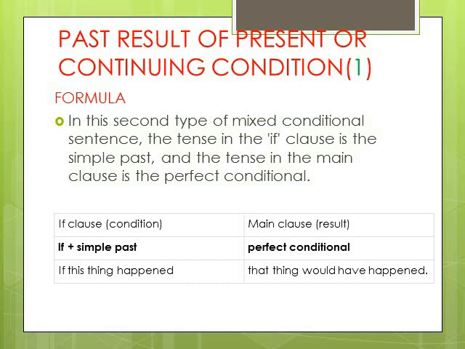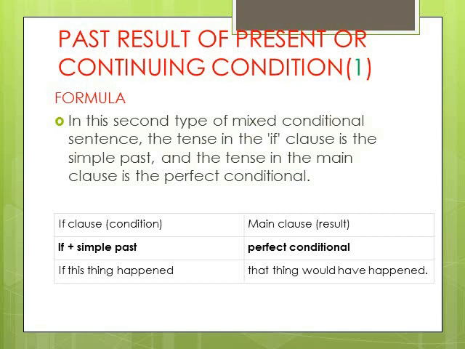Formula: in this second type of mixed conditional sentences, the tense in the if clause is the simple past, and the first one was past perfect. The second mixed conditional is simple past in the if clause, and the tense in the main clause is the perfect conditional, and the first one was would plus infinitive, right? In this case it is the perfect conditional. Let's go for the form here.